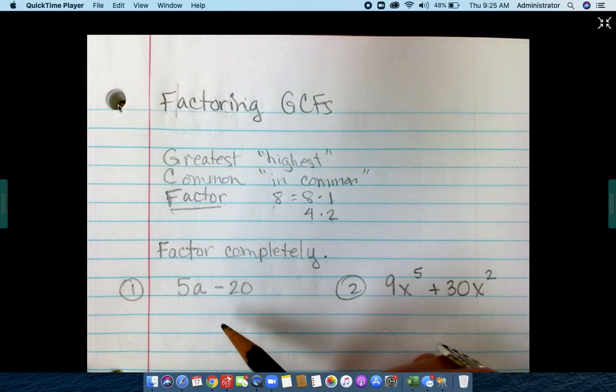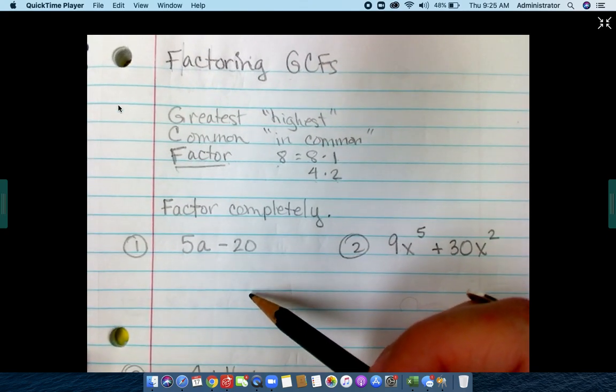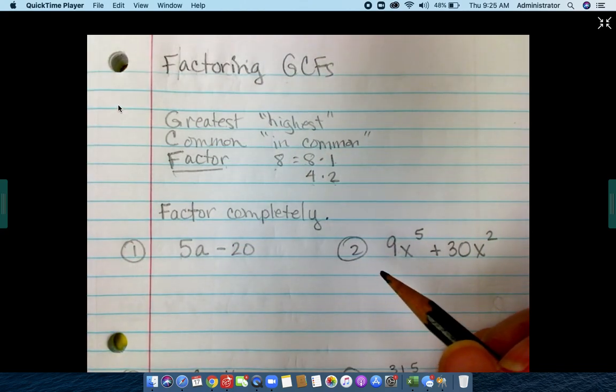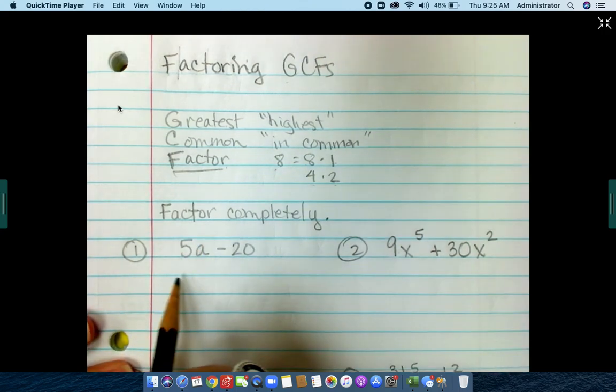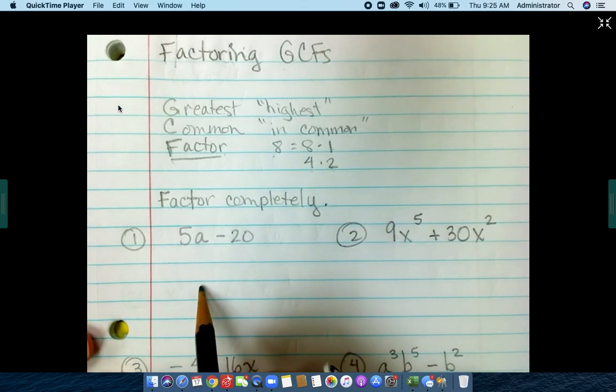So our job in this lesson will be to pull out the greatest common factor so that we can rewrite it as the product of two expressions. So for number 1, the first 4 are just going to be examples that I have for you to include in your notes.